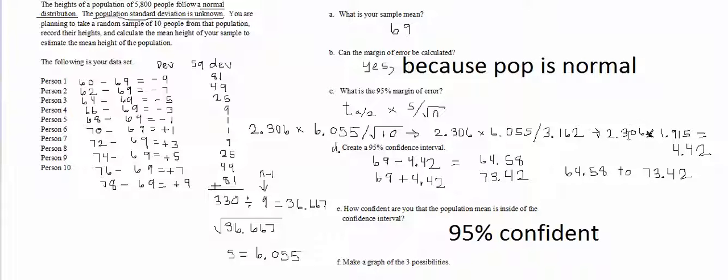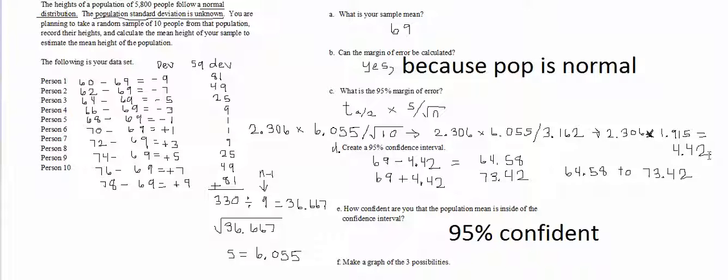Now I just multiply my two numbers, and I get my answer. My margin of error was 4.42. So when you get the margin of error, you start by finding the square root, you divide the fraction, and then you multiply. Those are the three steps.